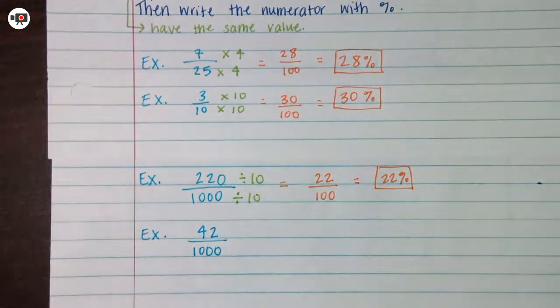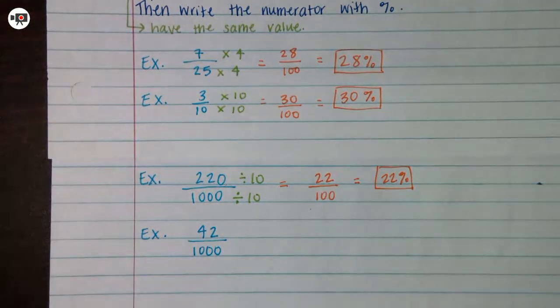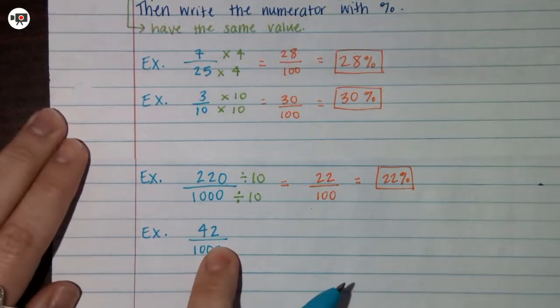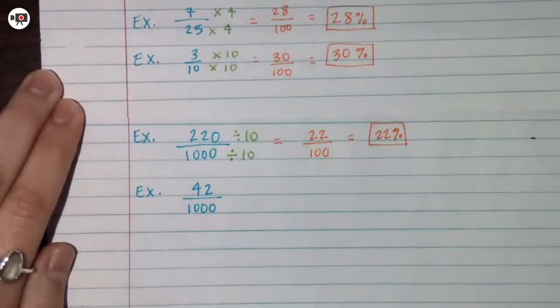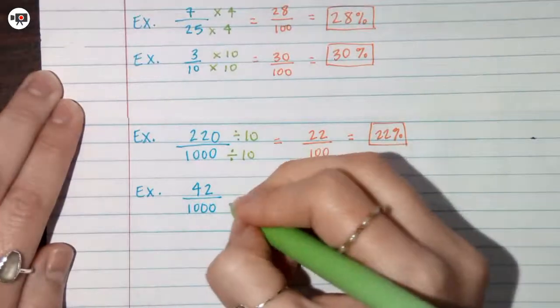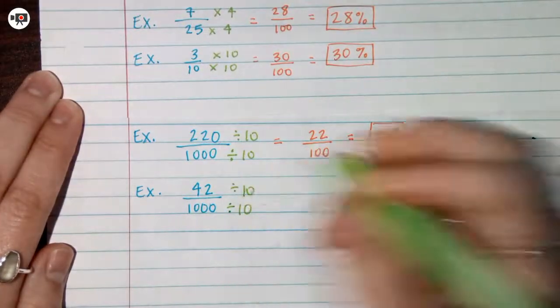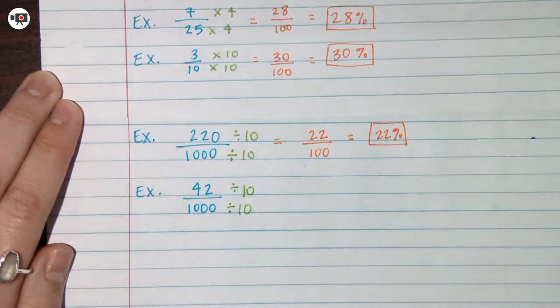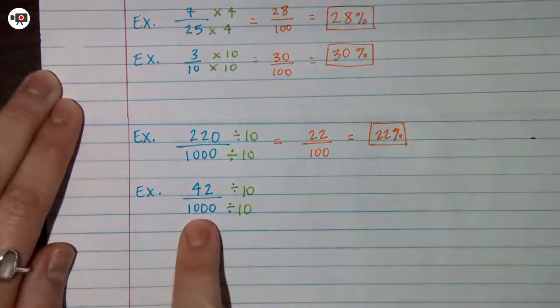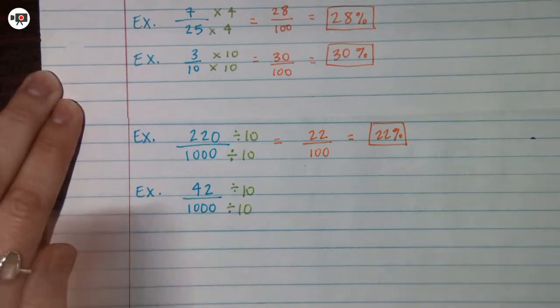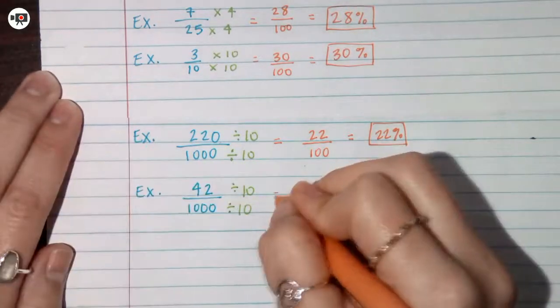What if I have 42 out of 1,000? That is going to be the same process, but 42 is smaller than 100, so it'll be a little different. Still going to divide by 10. If this were a 2,000, you would divide by 20 to end with 100 in the denominator.